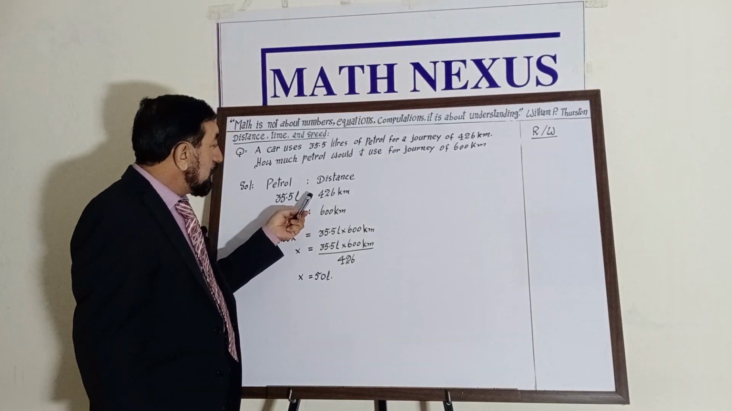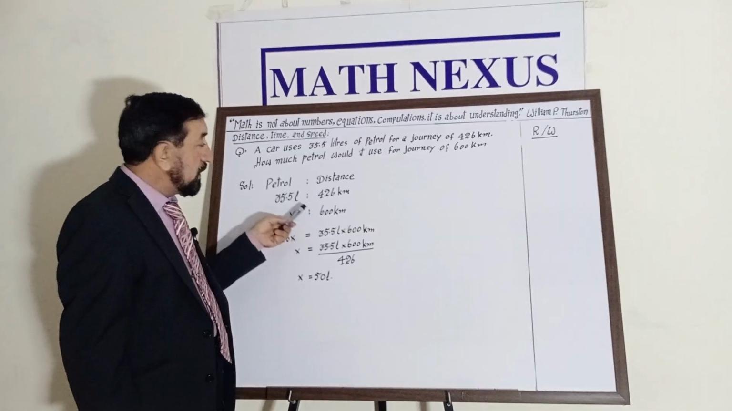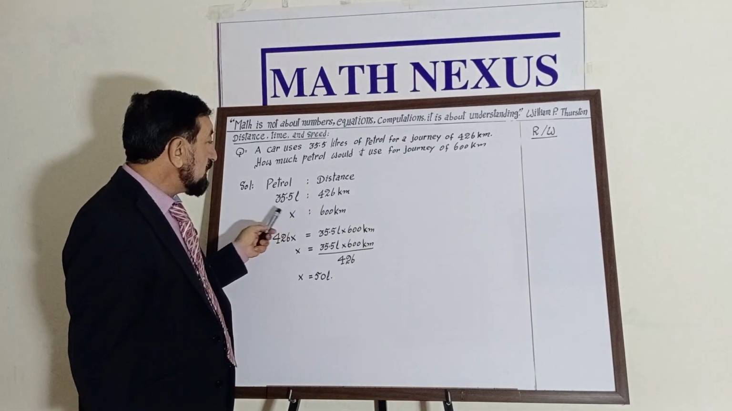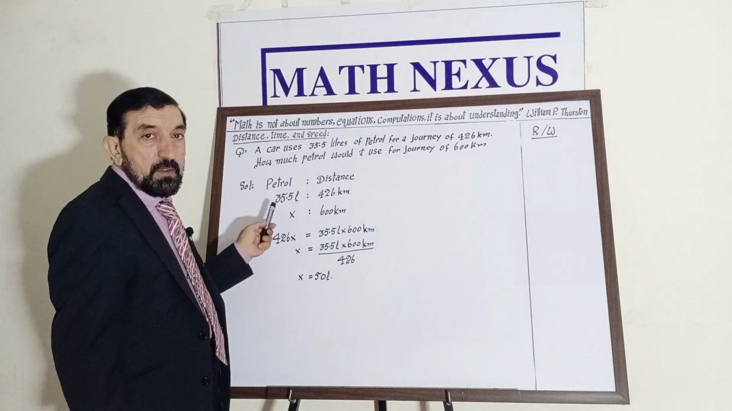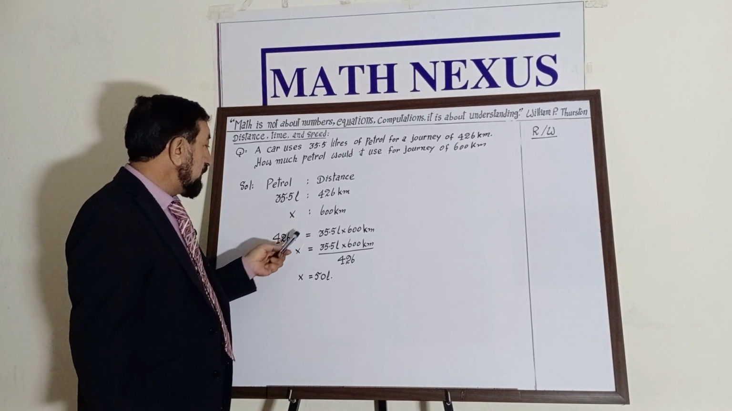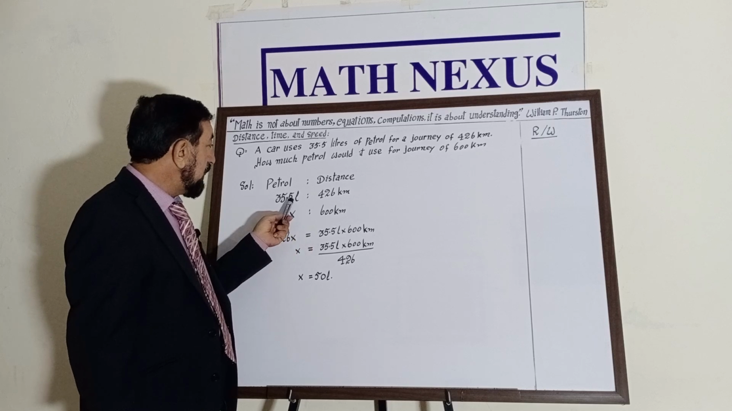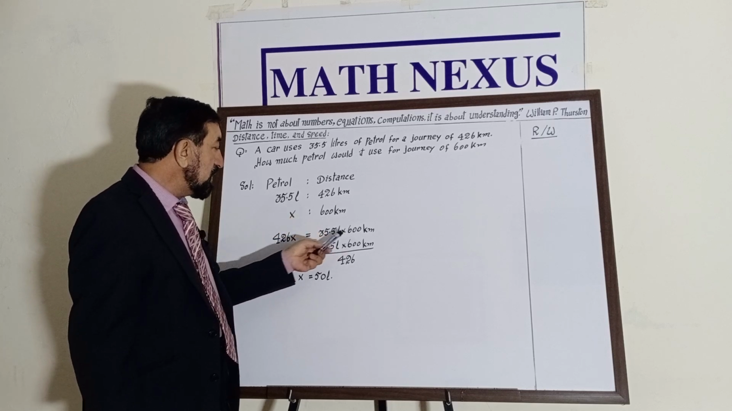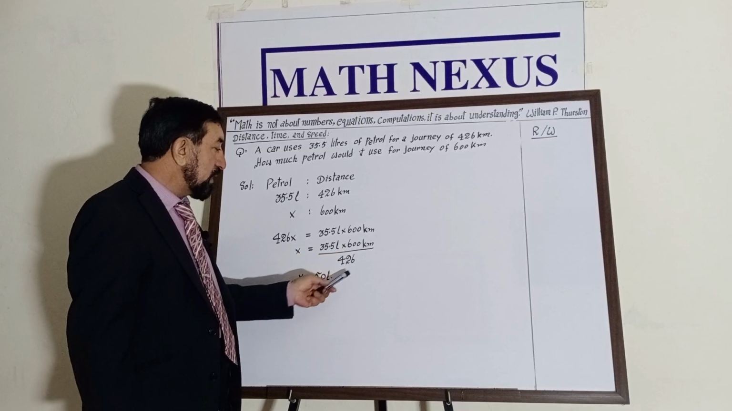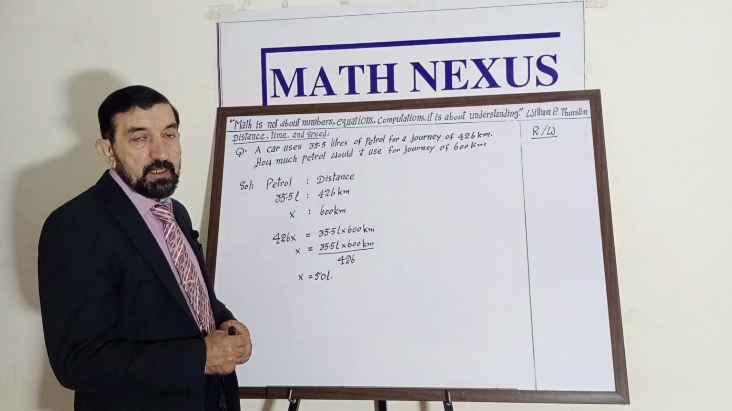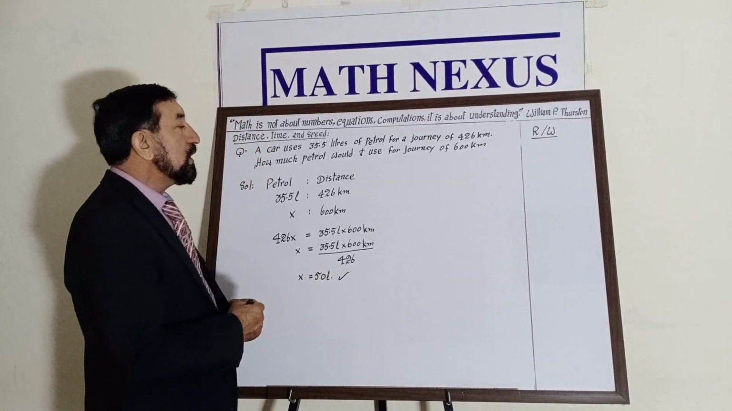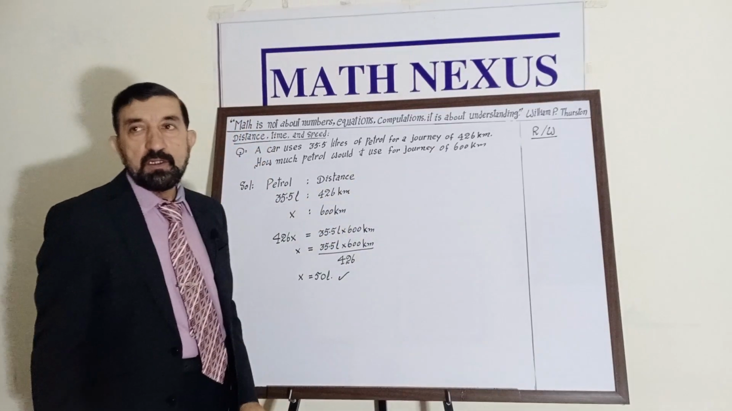Here the distance increases, so petrol will also increase. This is direct proportion, or cross multiplication. X into 426 is equal to 35.5 into 600. X is 35.5 into 600 upon 426, which is equal to 50 liter. It means that 50 liter of petrol is required to cover 600 kilometer distance.